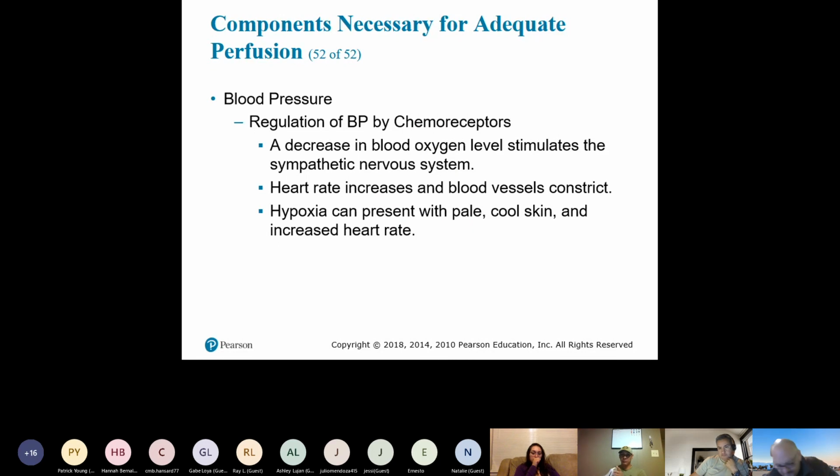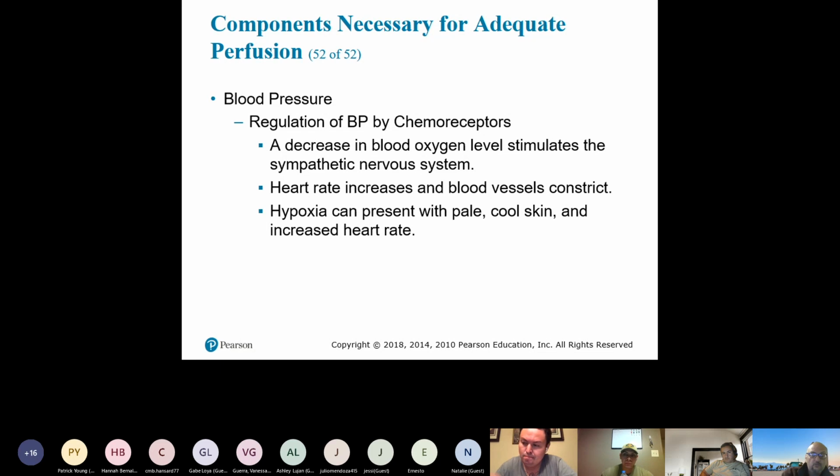So with the decrease in oxygen in the blood, what receptors detect that? The chemoreceptors. They're also detecting a rise in what? Carbon dioxide. So heart rate's going to increase to try to get available oxygen to where it needs to go, but also get that carbon dioxide into the lungs to get rid of it faster.